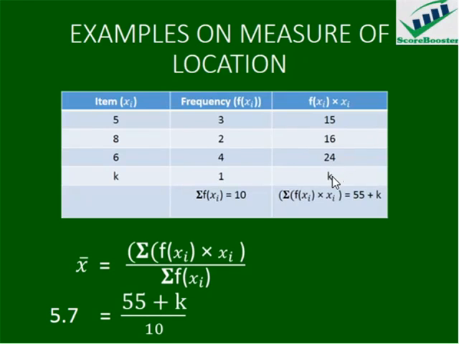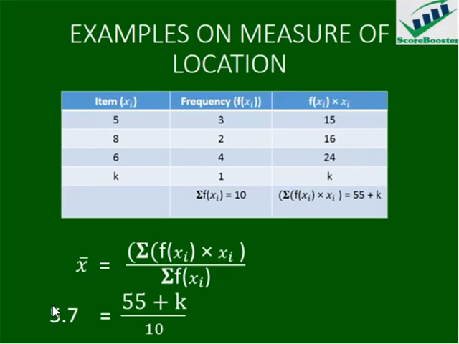So this is a variable, that is why we have 55 plus the last number which we don't know, which is k. So the summation of all the numbers in this column is 55 plus k, and the summation of the frequency column is 10. We already know that the formula for the mean equals the summation of all this divided by the summation of the frequency. So here we're given the mean to be 5.7, which will now equal 55 plus k, the summation of all this, divided by the summation of the frequency of the items, which is 10.